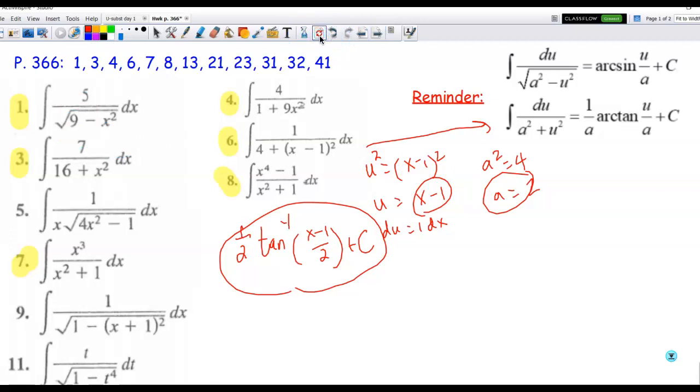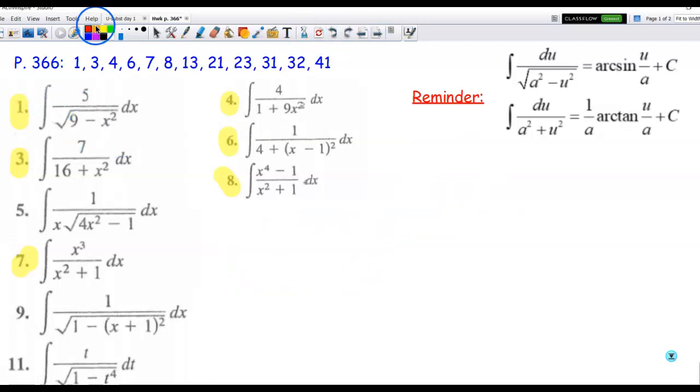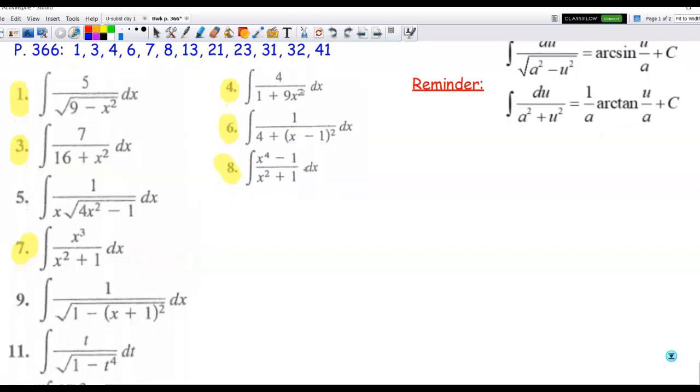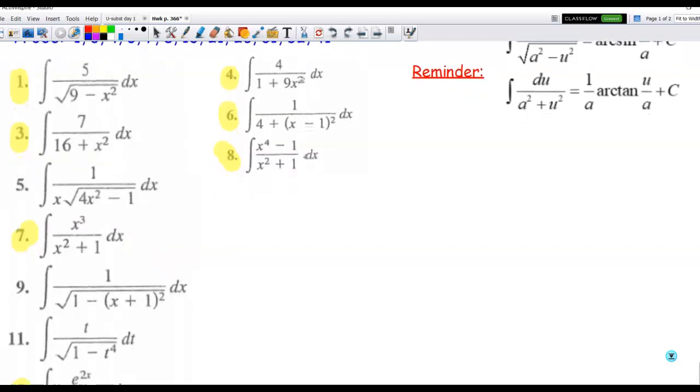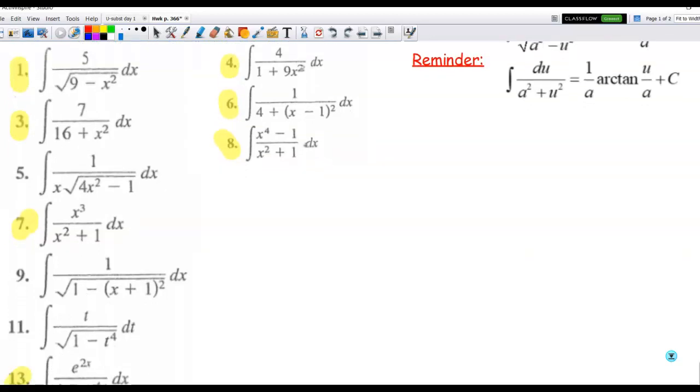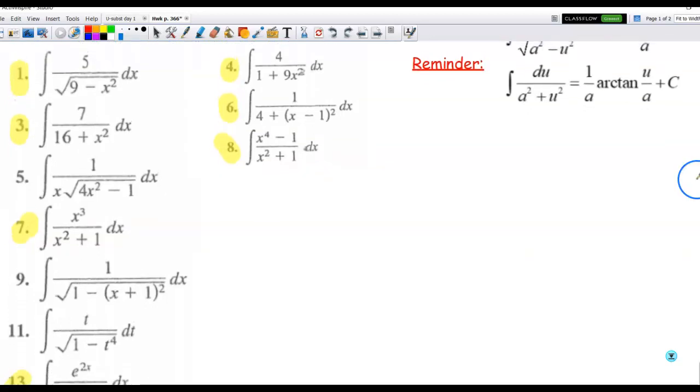Moving on to problem 7. In problem number 7, now I'm slowing down just a bit. Now, I do notice if you compare number 7 to the first 4 that we've already done, they had constants in the numerator. Now I have x cubed. That doesn't mean that it's not an inverse trig, but the fact that the power is higher in the numerator makes me take pause.